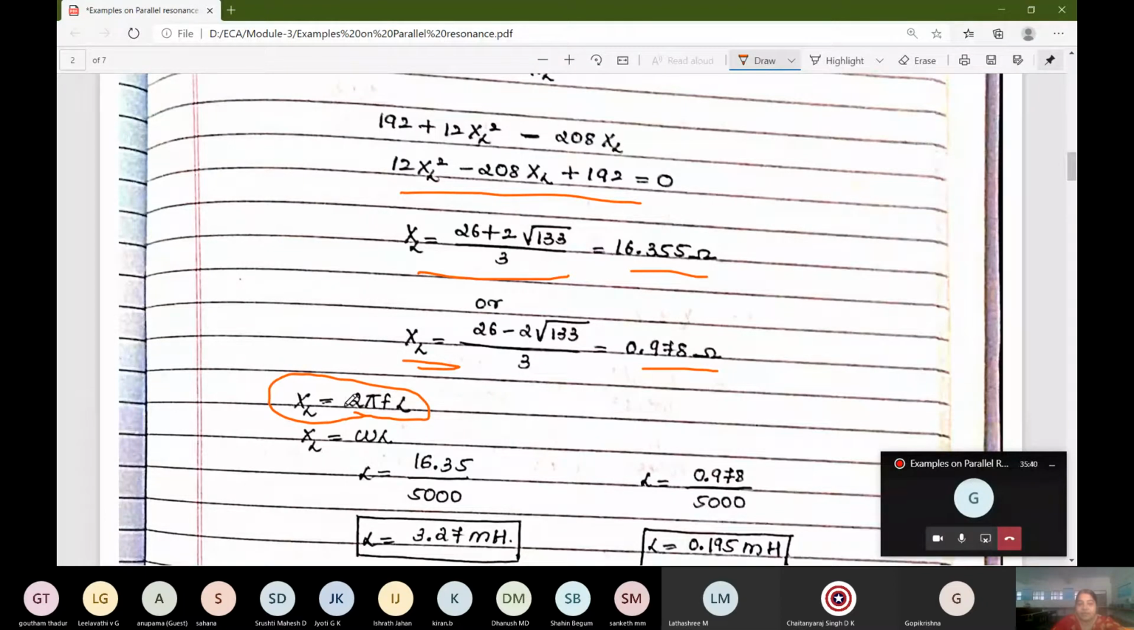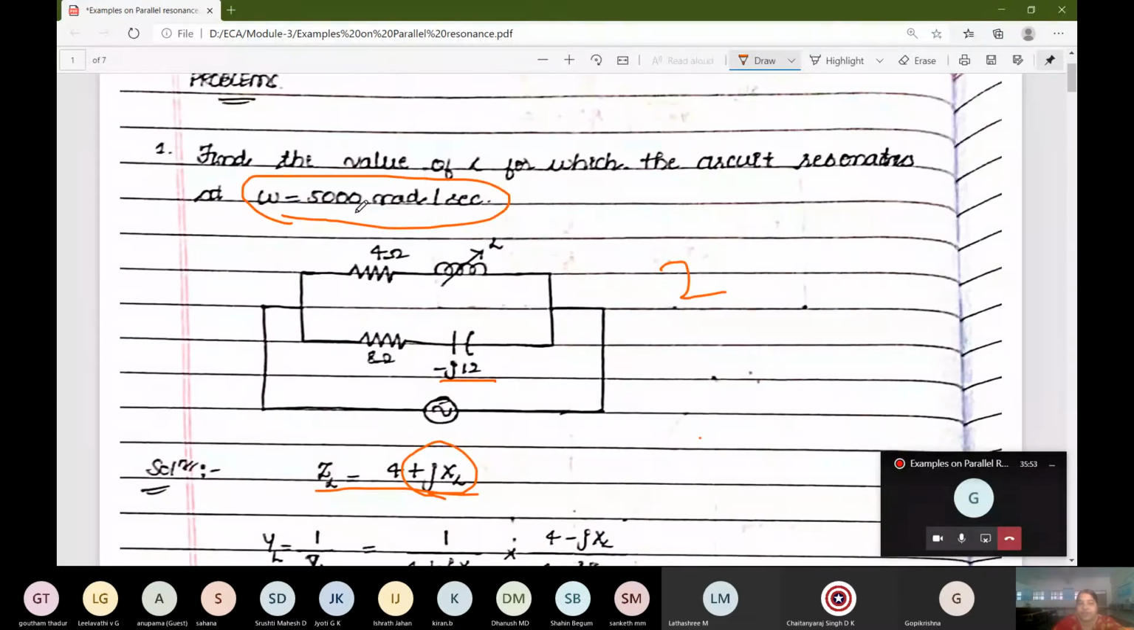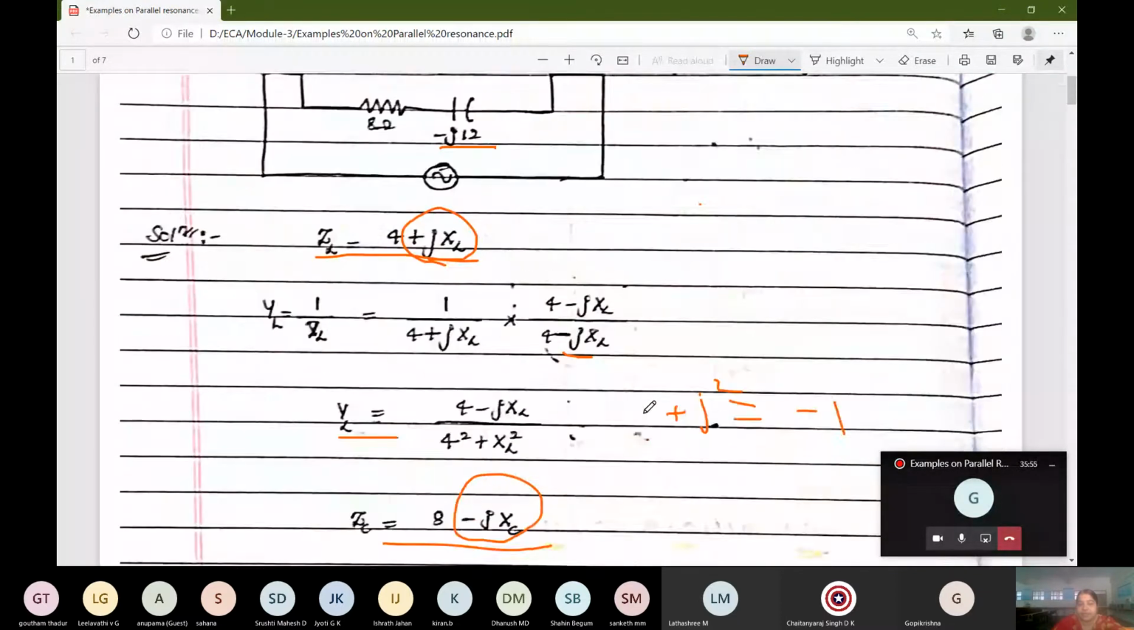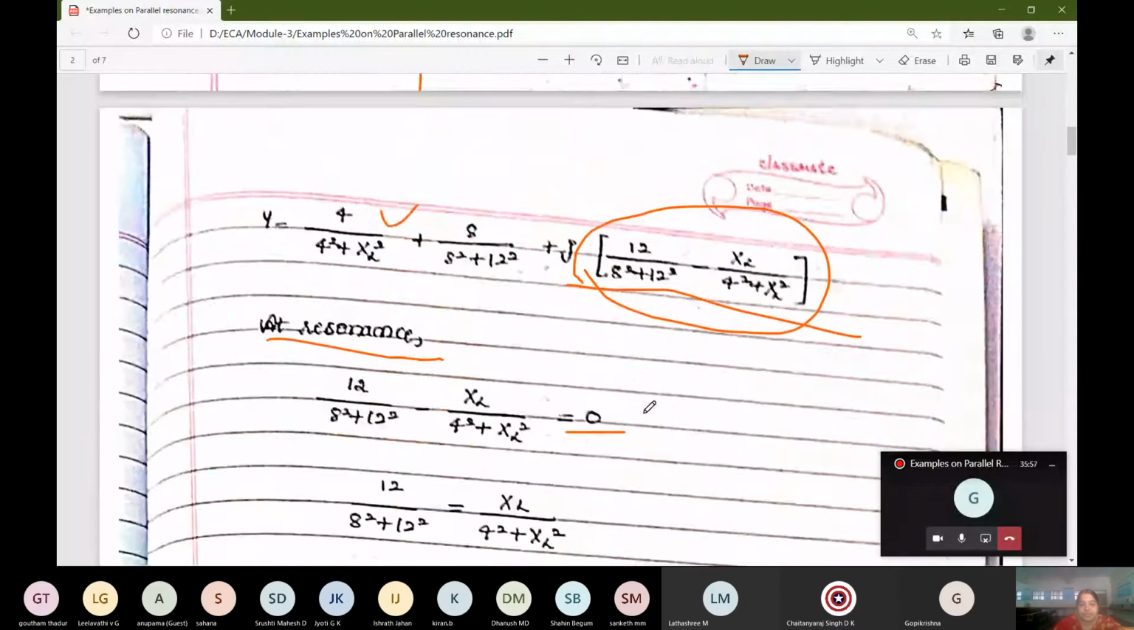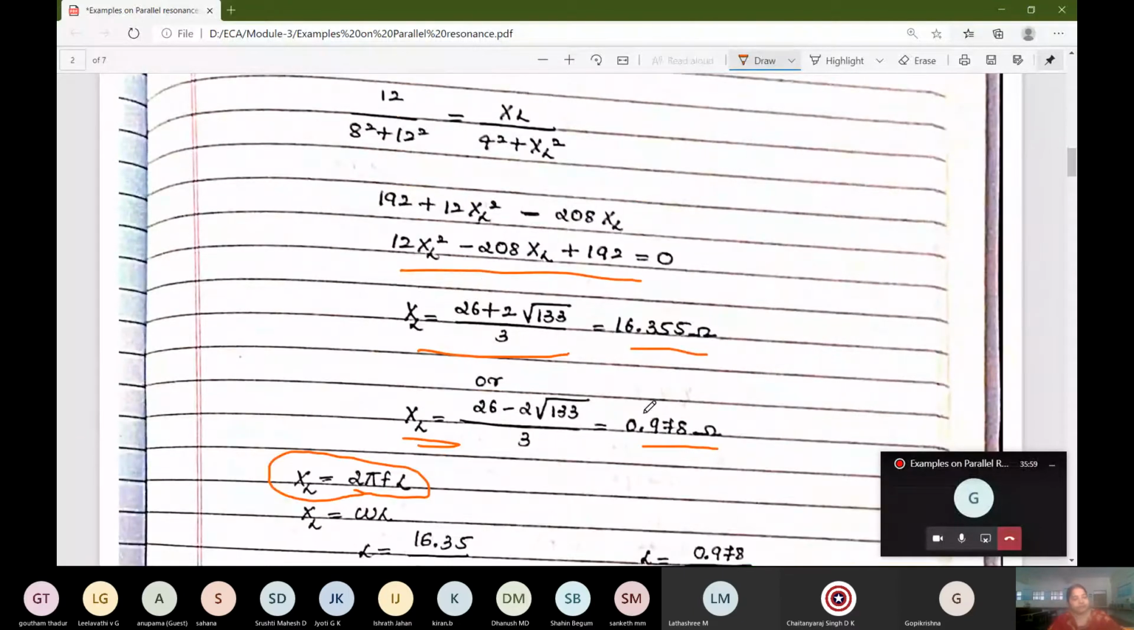What is this 2 pi F? 2 pi F is nothing but omega. So L is equal to XL divided by omega. Omega they have given in the question itself. Omega is nothing but 5000 radians per second. So just substitute omega.